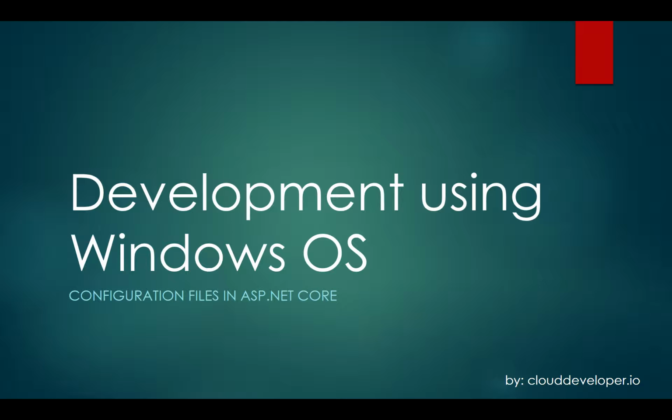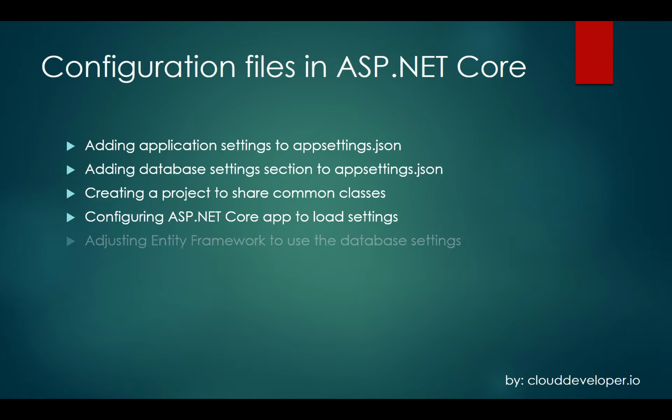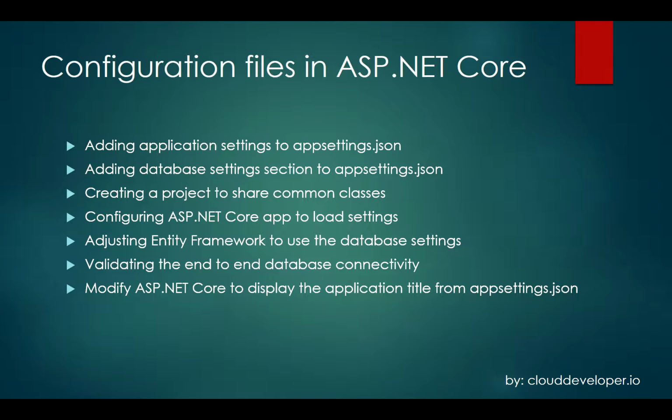In today's video, we're going to talk about configuration files in ASP.NET Core. The specific items we're going to touch on are adding the application settings to the appsettings.json file, adding a database settings section to the same settings file, creating a new project to share the common classes that we're going to need to load those settings from the configuration file, as well as configuring the ASP.NET Core application to load those settings.